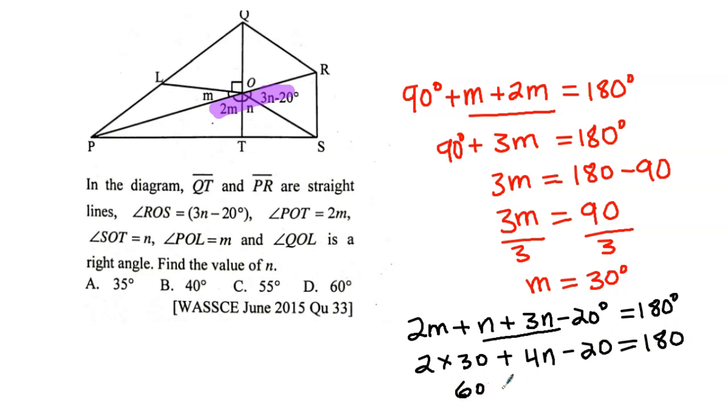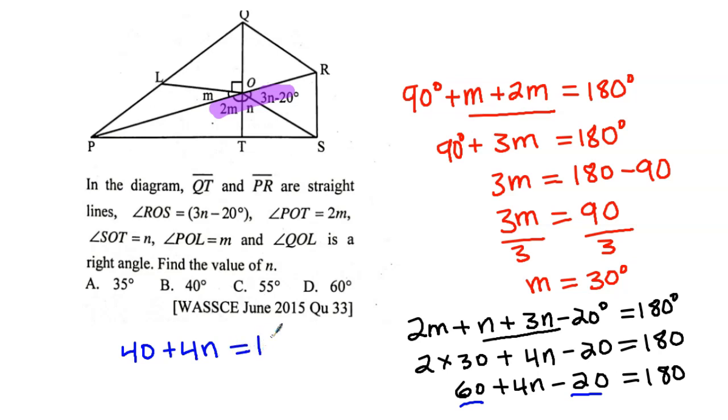So 60 plus 4n minus 20 must be equal to 180. Okay, I'm writing it over here. This and that one are like terms, so 60 minus 20 is going to be 40. So we can say 40 plus 4n must be equal to 180.